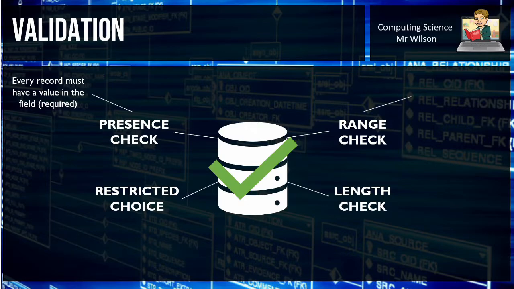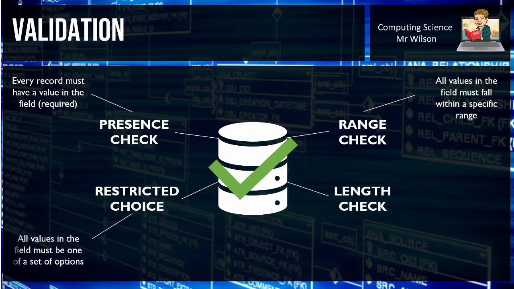Range check is used to ensure that the data entered falls within a specific range. This validation can be added to number, currency, or date and time fields. You may have seen it on fields like age or date of birth. Restricted choice is used when the value in a field must be one of a specific set of options. This is often seen in fields such as title or occupation.